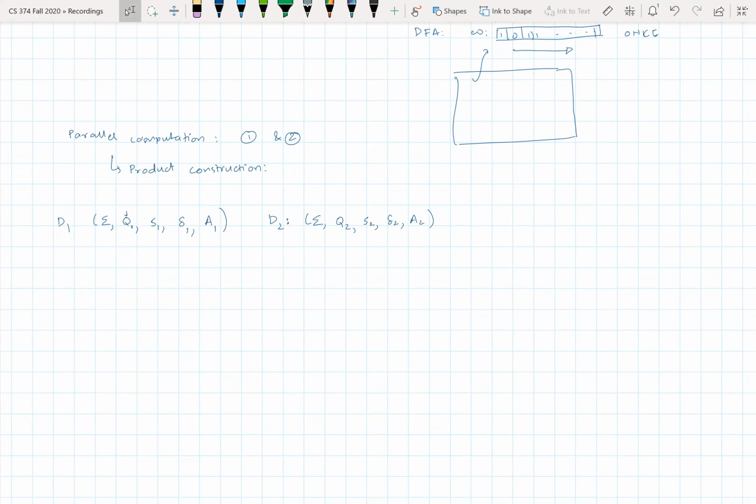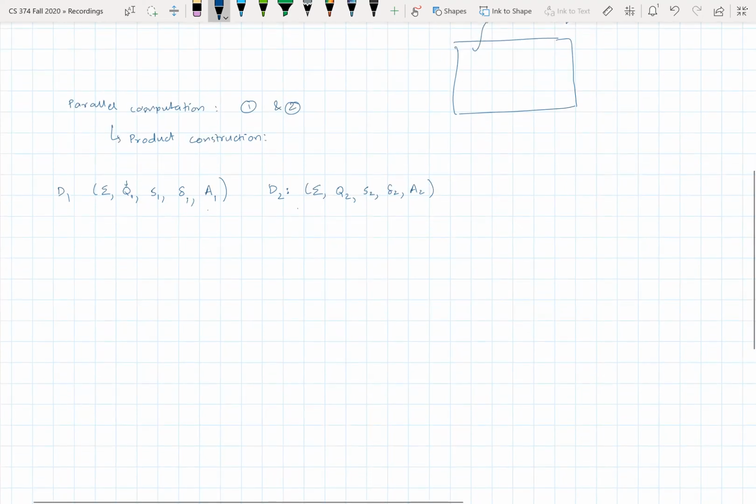So now we want to run these two DFAs parallelly. So the product DFA, let's call this D, would have the same set of alphabets. The set of states, let's call this Q. This is now going to be a set of tuples. It is going to be all states (q1, q2) such that q1 belongs to Q1 and q2 belongs to Q2.